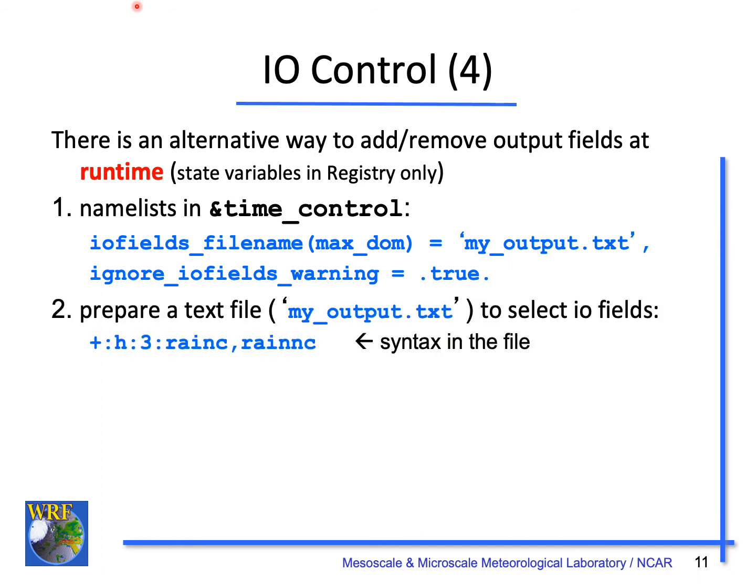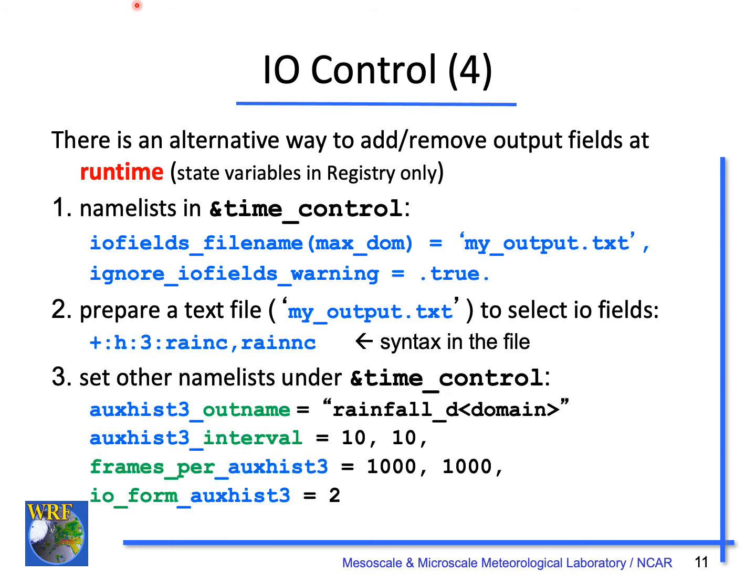The syntax of the text file needs to be strictly followed. In the example shown here, it shows how to add the two rainfall fields to the history stream number 3. Then we will need those options to output the fields in the namelist file, as we did in the previous slide. With all these steps, we can now output these model fields to another file without the need to compile the model.